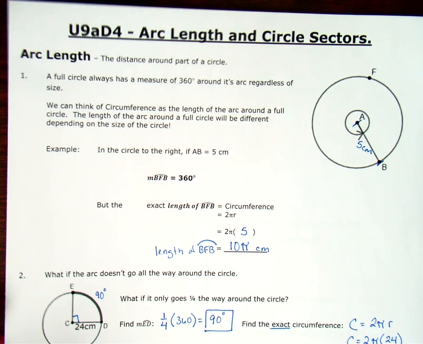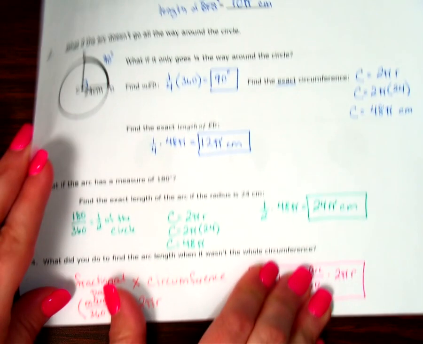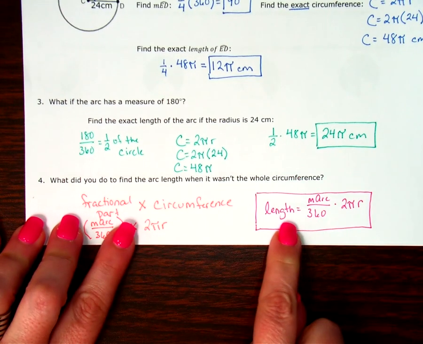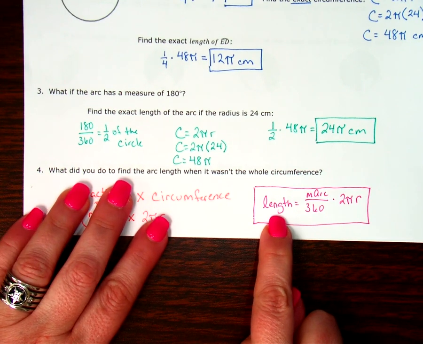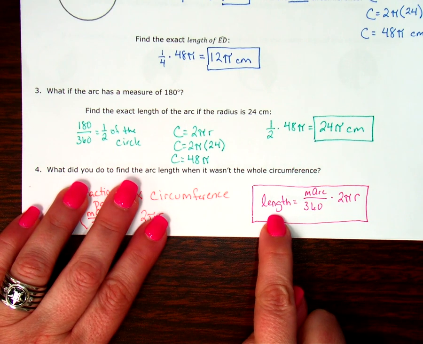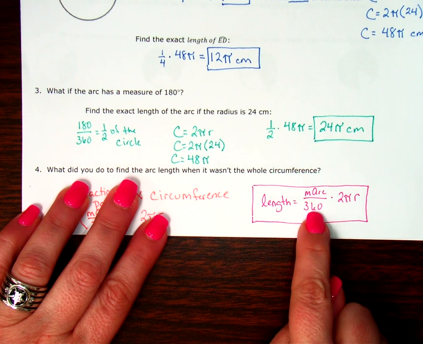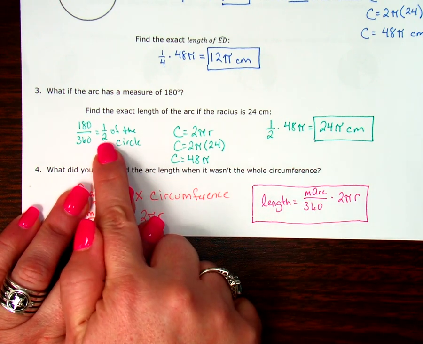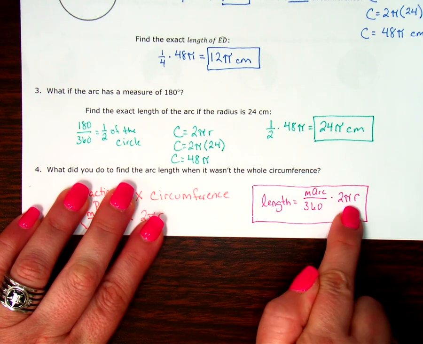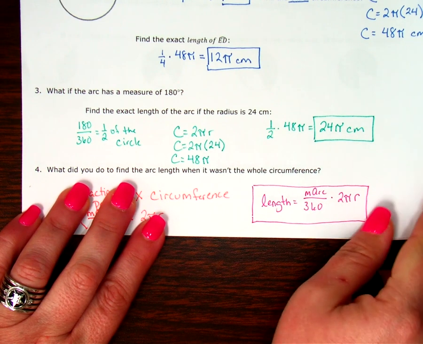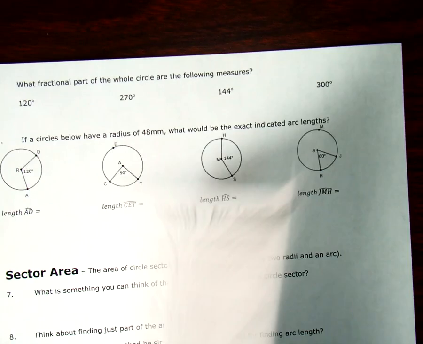And then we talked about what happens if you're not going all the way around the circle and you just want to find a partial arc around the circle. And we kind of developed a little formula where we said you can find the length of part way around the circle of a minor arc or a major arc, or even a semicircle, using the measure of the arc over 360, because that's going to tell you what fractional part of the circle you want, and then you multiply that by the circumference. So the measure of the arc divided by 360 times 2 pi r will find our arc length.